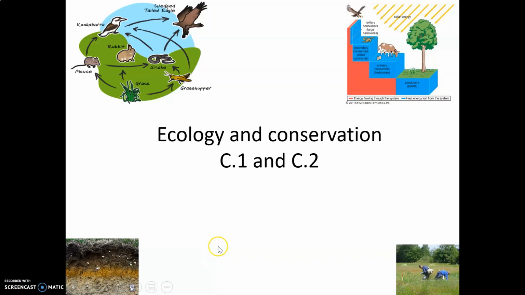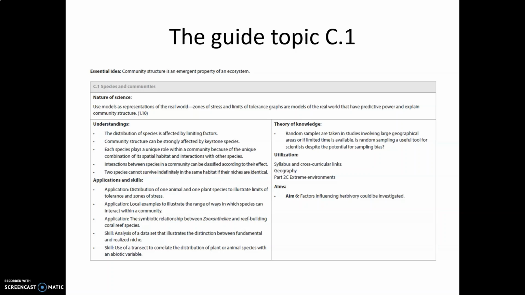Today in this screencast, I will talk you through the subtopic C1 and also most of C2 of the ecology and conservation option. If we start off by taking a look at what the guide says about the subtopic C1, which is called species and community, there is the essential idea up here that a community structure is an emergent property of an ecosystem.